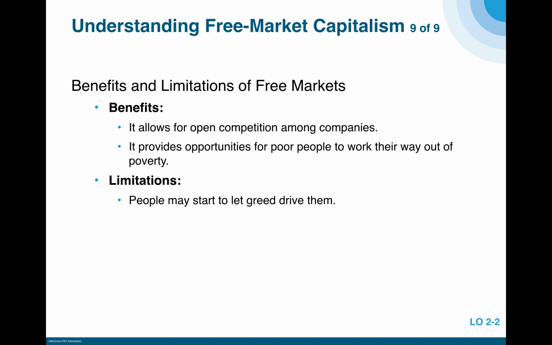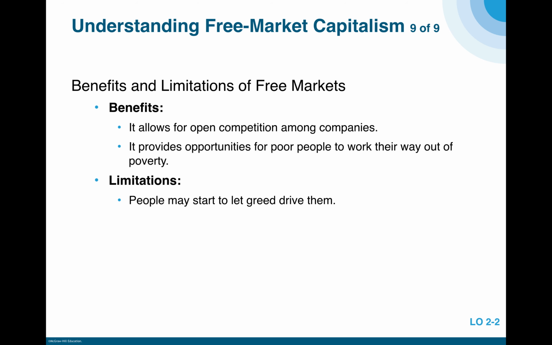So, benefits and limitations of free markets. For benefits, it allows for open competition among companies, and it provides opportunities for poor people to work their way out of poverty. As far as competition goes, if somebody is selling something cheaper than you are, more than likely people are going to start buying from them.